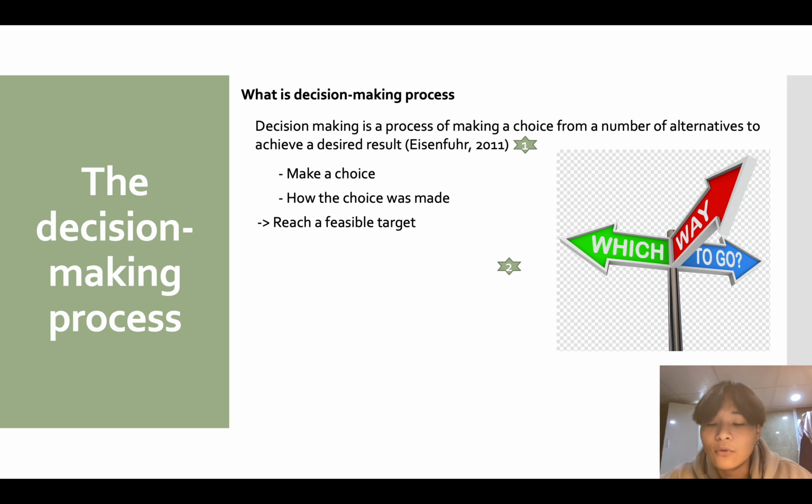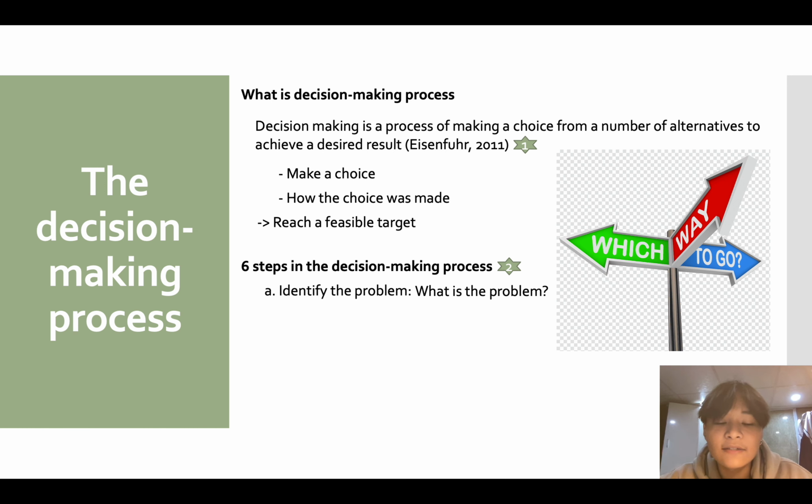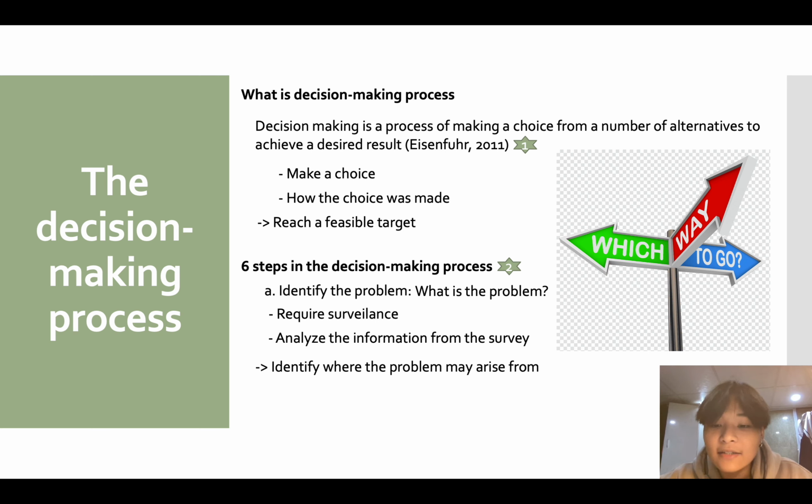Now we move on to the 6 steps in the decision-making process, and the very first step of that process is identifying the problem. In this stage, you have to know what the problem is and the reason for its appearance. This step requires surveillance of the external and internal environment. These surveys are then analyzed by other people with numerous perspectives of the situation to identify where the problem may arise from, and this also helps the decision makers to have a deeper understanding of the overall situation.